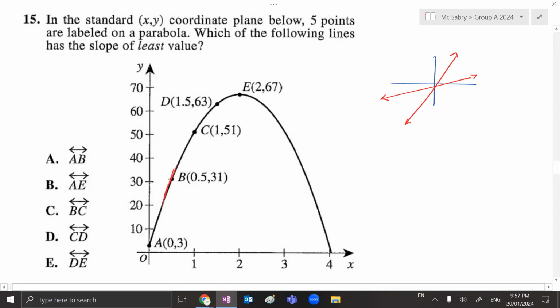AB is going to look like this somehow, and that's an increasing, a very high sloped line, possibly or probably, because it's very steep and it's almost becoming vertical.